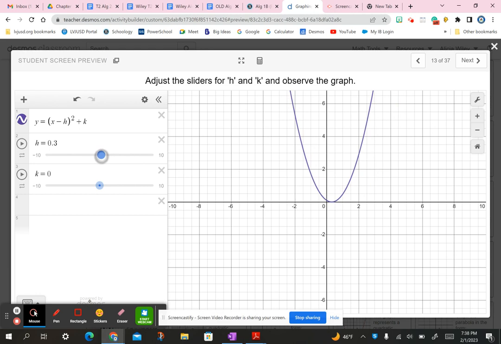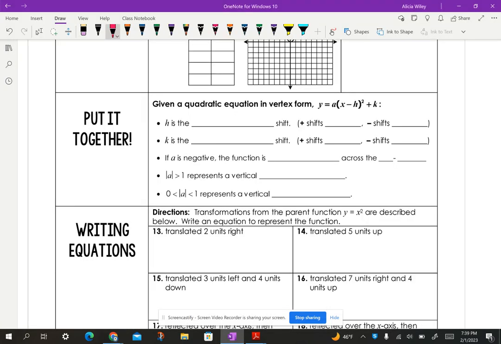Then if I put h back to 0, that would be the parent function, with an h value of 0. As I make it go to the left, it doesn't really matter what we make it, but we can see here I've moved it to the left. With an h value of -4, it would move to the left 4 units. Now remember, when h is negative, it will appear as a plus sign in the equation because of how a negative and a negative work when they are put together.